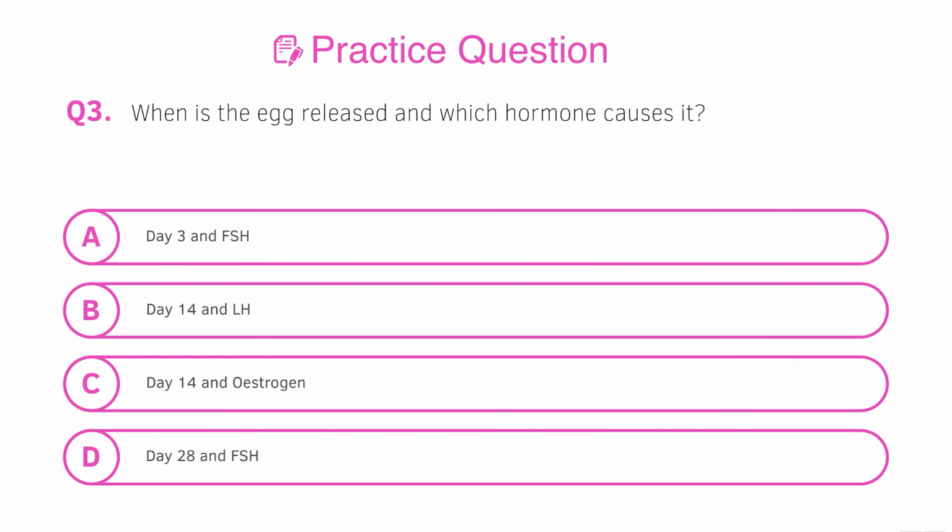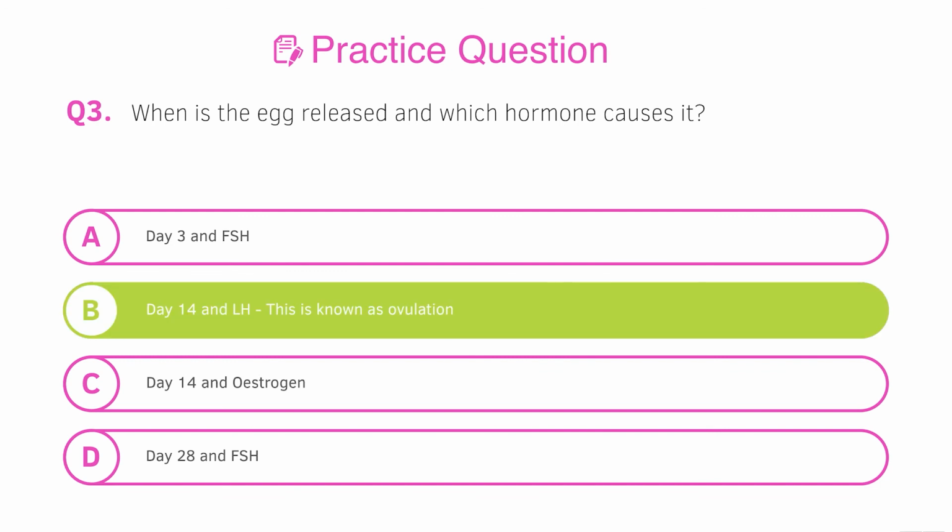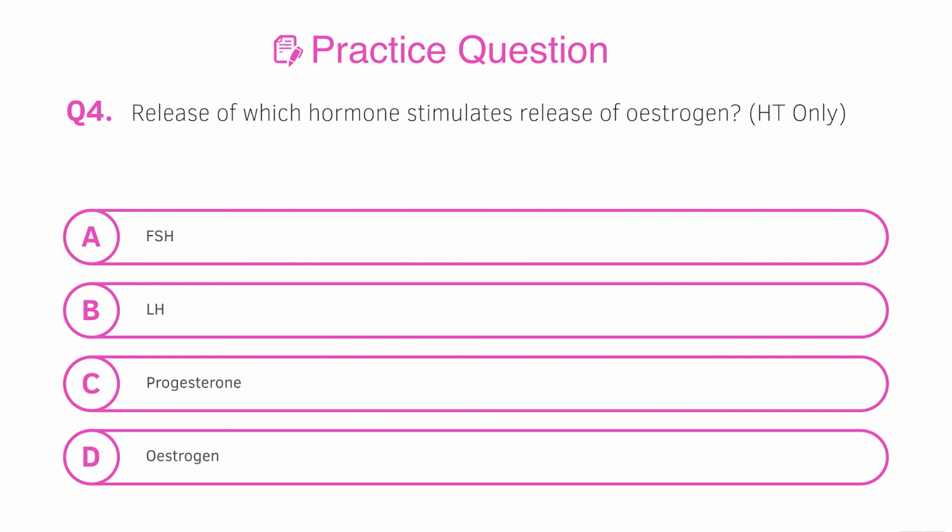When is the egg released and which hormone causes it? Pause it again and we'll go through it. So the egg is released right in the middle of the cycle, day 14, and it's luteinizing hormone which causes egg release via a surge of luteinizing hormone. Now this is known as ovulation, this egg release.